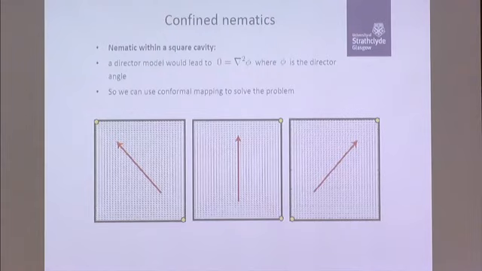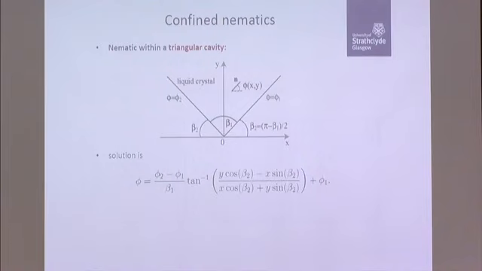Okay, I'll just do a slightly simpler problem first. Here we have a system where we have just liquid crystal in this wedge. I've got liquid crystal in a wedge, with a certain orientation on each of these surfaces, and beta 1 here is the wedge angle. I can use a relatively standard conformal map to solve Laplace's equation in this region, and here's the solution.